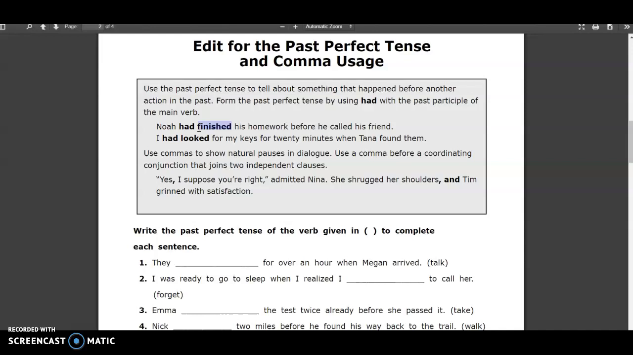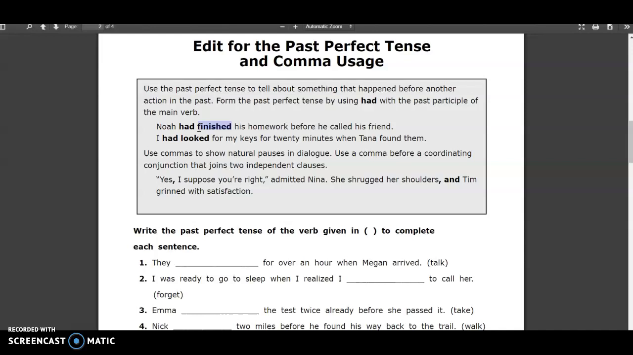And this is where you start thinking about your commas too. So you use commas to show a natural pause in your dialogue. So make sure you're doing that in your actual realistic fiction dialogues. Where do I need to pause when I go and read? Or if someone in your class is reading it, where do they need to pause so they know, hey, I need to stop?